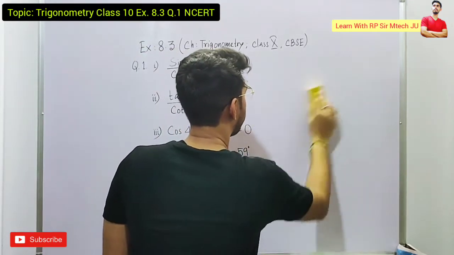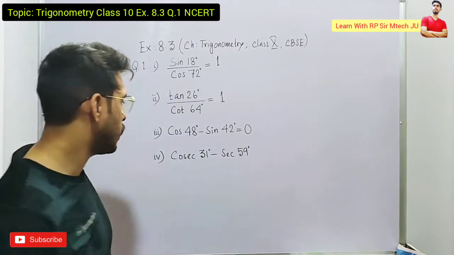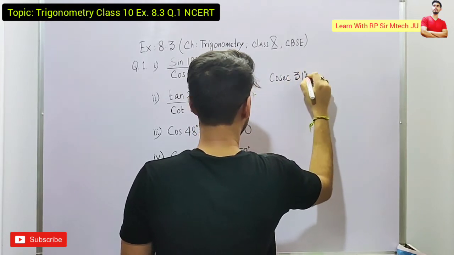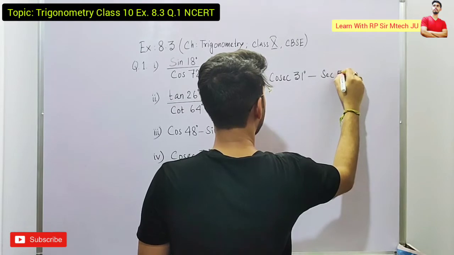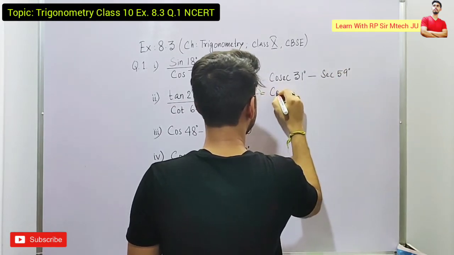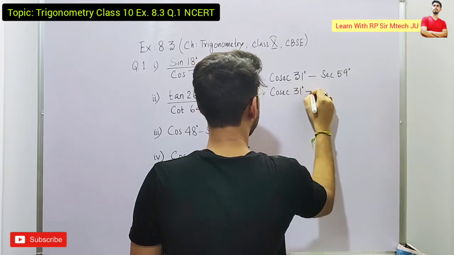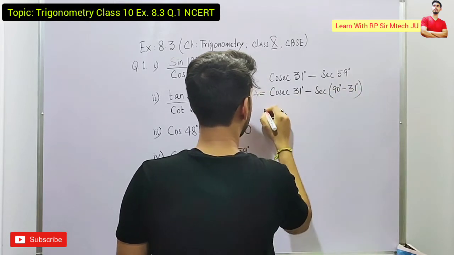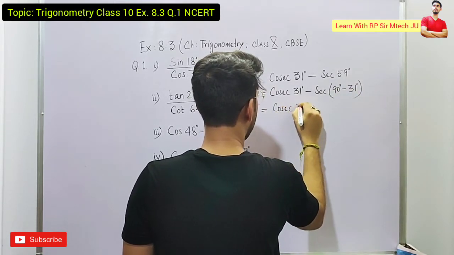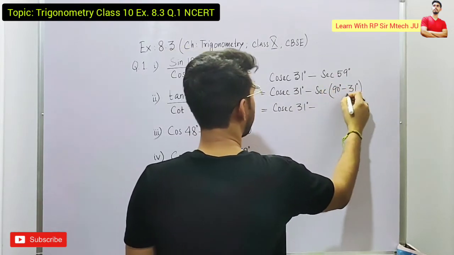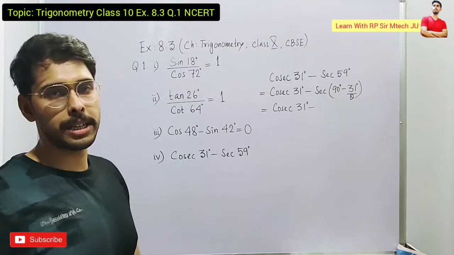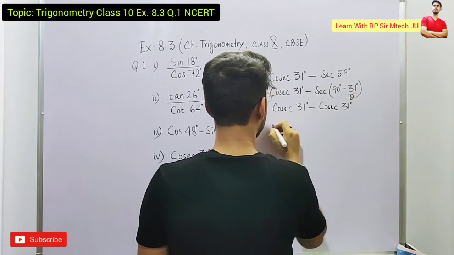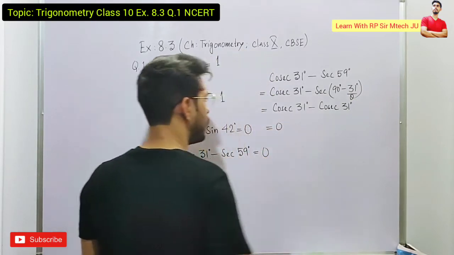Let us go to the last question. Here we are going to alter the second one. So cosec 31 degree minus sec 59 degree. Cosec 31 is as it is. We are not altering this one. Now sec 59 can be given as 90 minus 31. So this cosec 31 minus, now sec 90 minus 31, this 31 is taken as theta. So sec 90 minus theta is cosec theta. So this will be again cosec 31. So the result is 0 again.